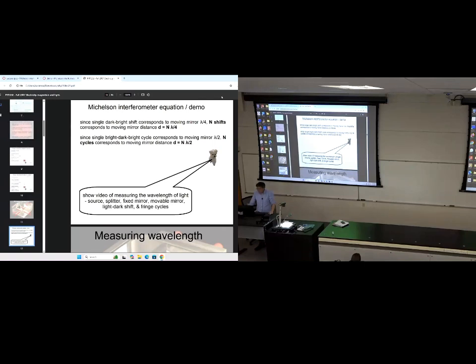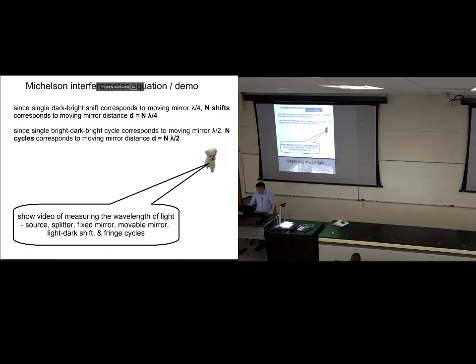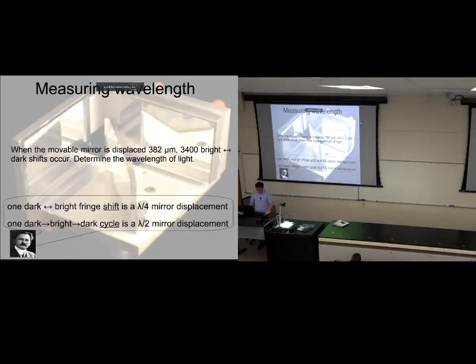Let me just work through an example. So in this particular example, we're told that the mirror was displaced 0.38 millimeters, so it's 382 micrometers. So it's a fraction of a millimeter, 0.38 millimeters.